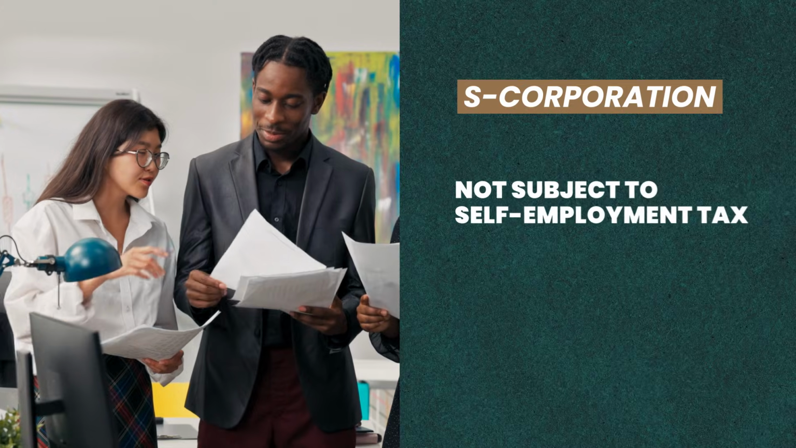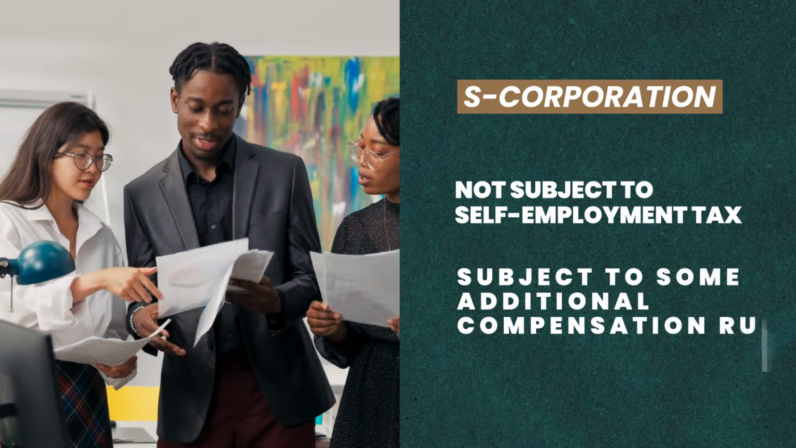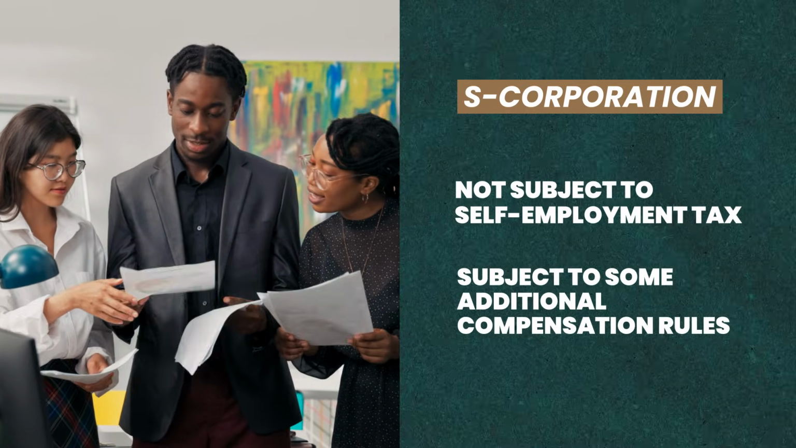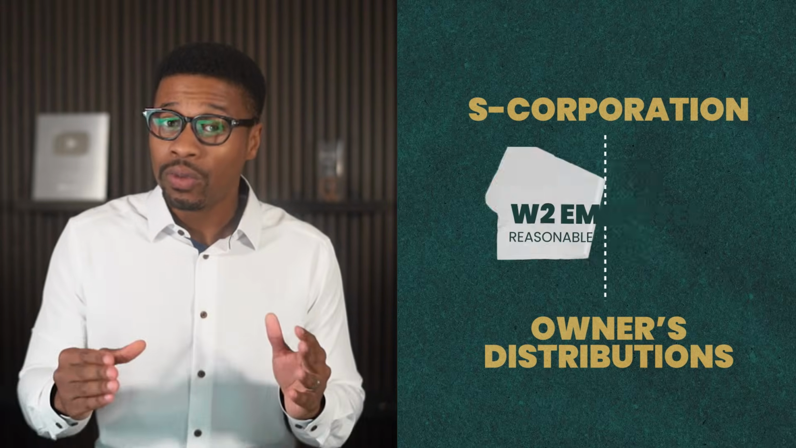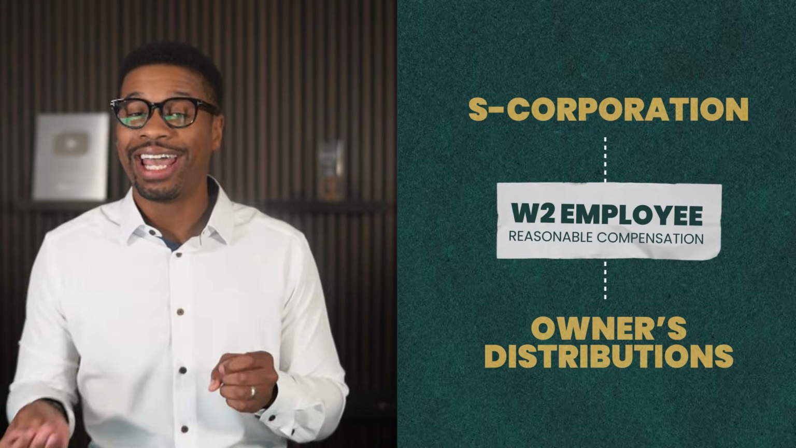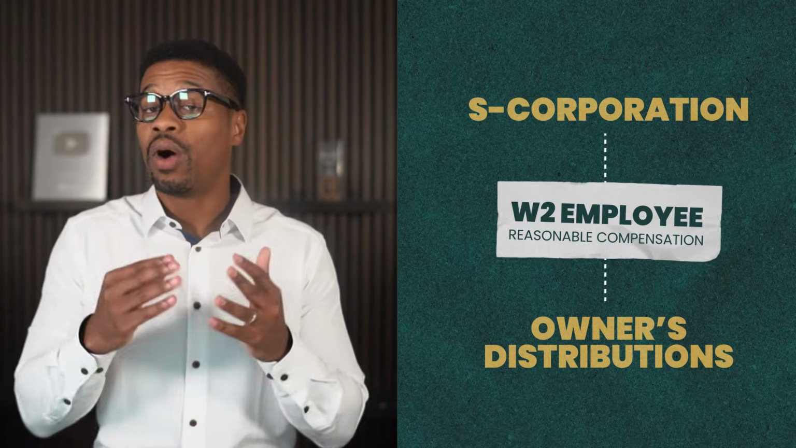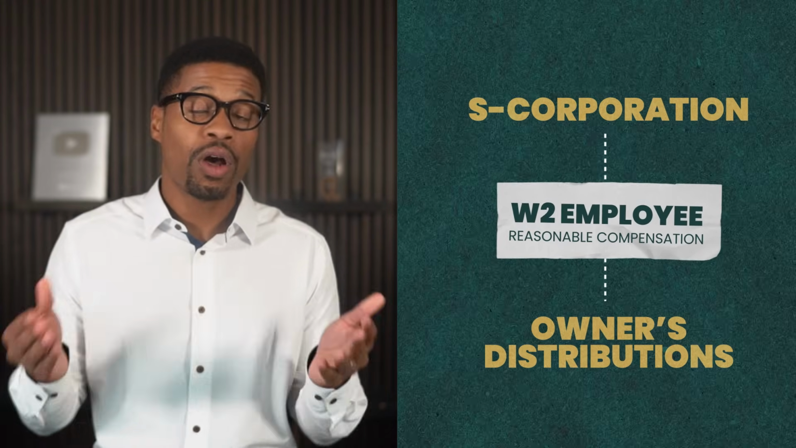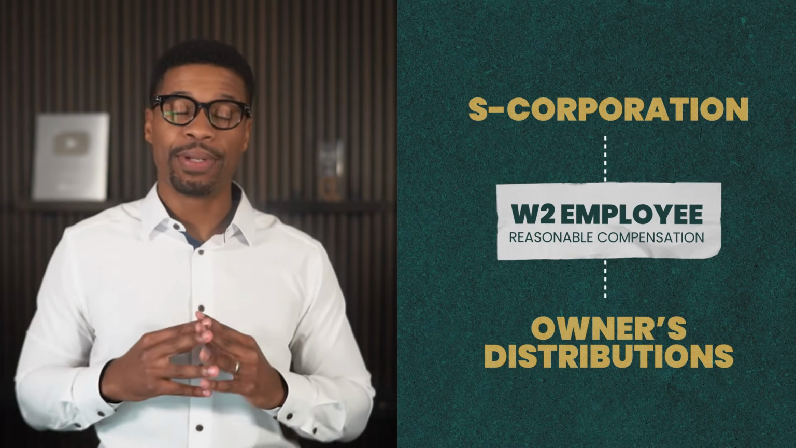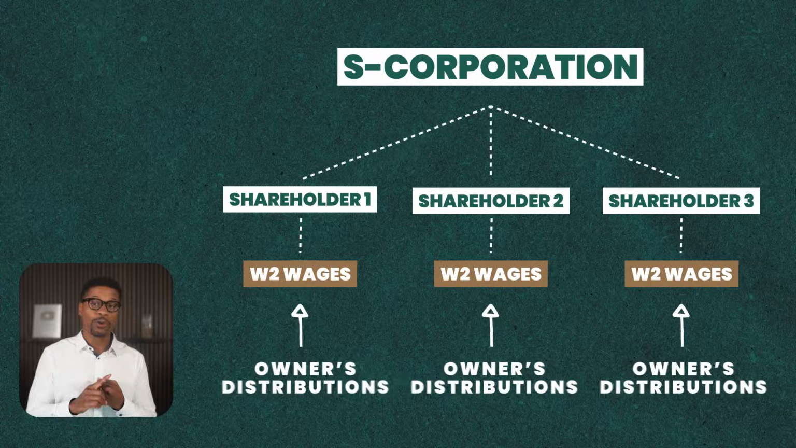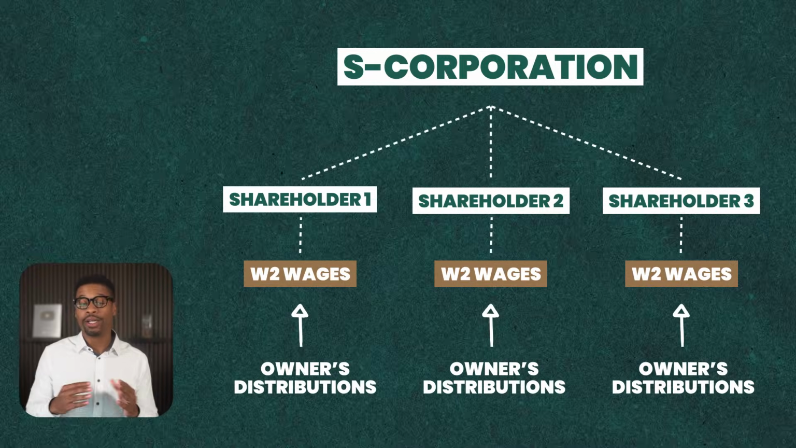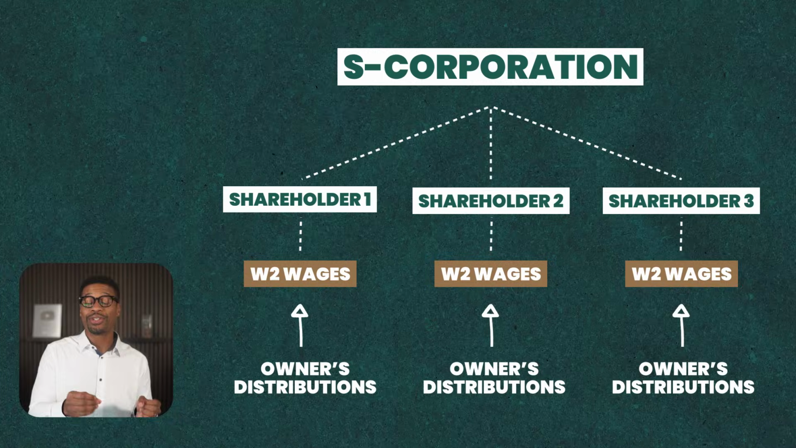So the good thing about S-corporations is that they are not subject to self-employment tax, but they are subject to some additional compensation rules. First, you can take owner's distributions from an S-corporation, but only after you have paid yourself a reasonable compensation to all of the shareholder employees or officers that actively participate in the business. So the owners of S-Corps have to put themselves on payroll and pay themselves like an employee prior to making distributions to themselves.